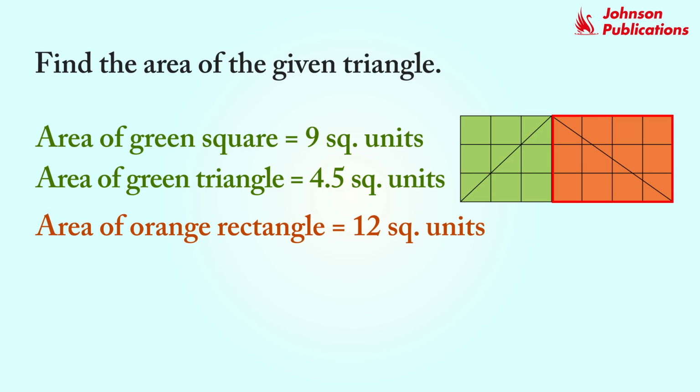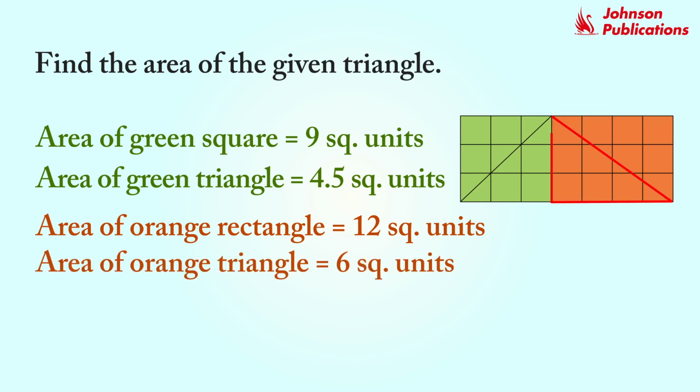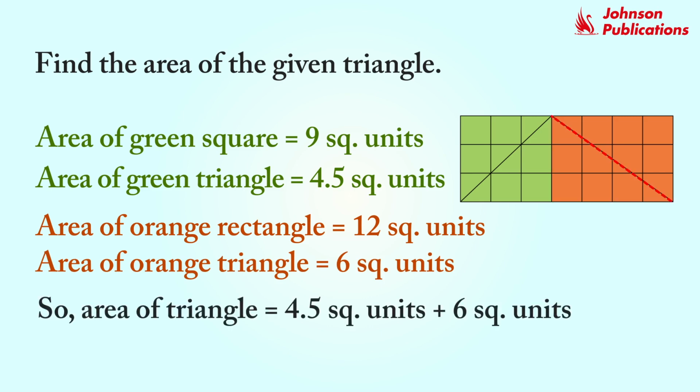Area of orange rectangle is equal to 12 square units. Therefore, area of orange triangle is equal to 6 square units. So, area of triangle is equal to 4.5 plus 6 is equal to 10.5 square units.